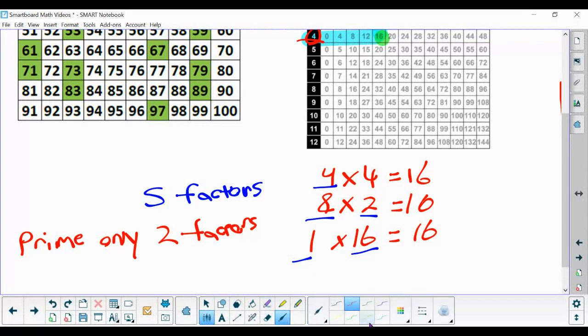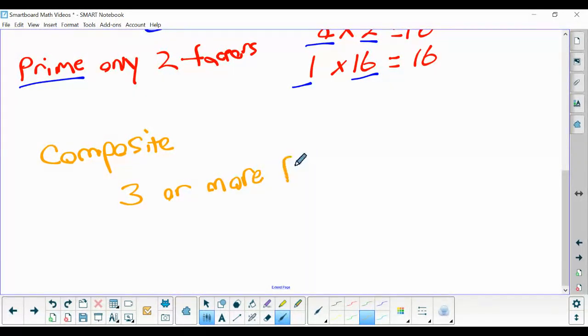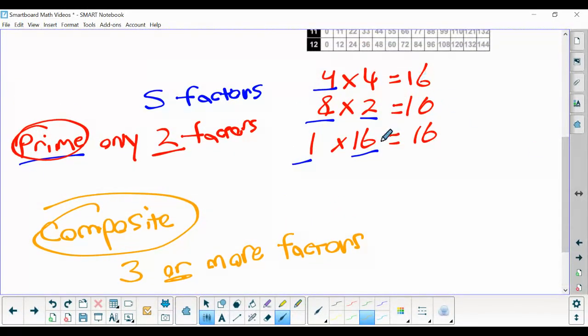So what is it called then? Anything that is not a prime number is called composite. That means it has 3 or more factors. Prime only has 2. Composite has 3 or more. So for example, 16 is a composite because it has 5. Does it have 3? No, but it has more than 3, so that makes it composite. So make sure you know the difference between a composite number and a prime number.